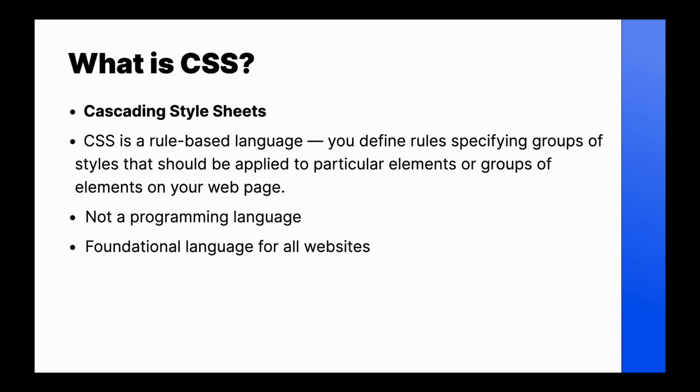So what is CSS? CSS is cascading style sheets, and we'll get into what cascading means later on, but style sheets are essentially a rule-based language that allow you to define rules that specify groups of styles, in this case the aesthetics of something, that would be applied to particular elements or groups of elements on your web page.